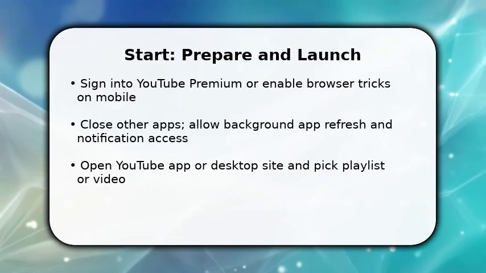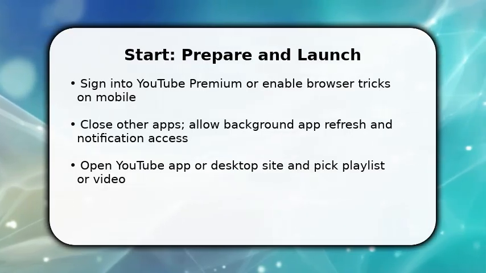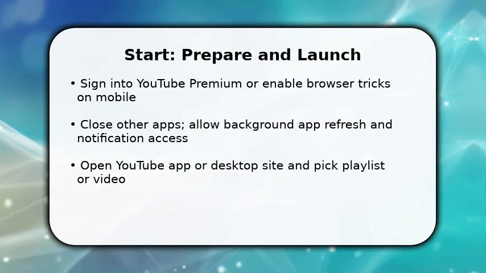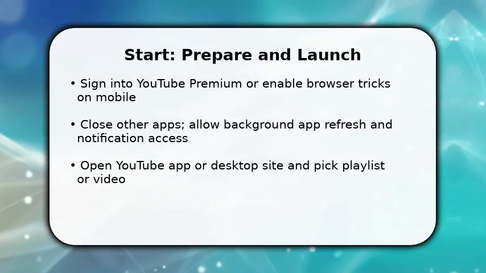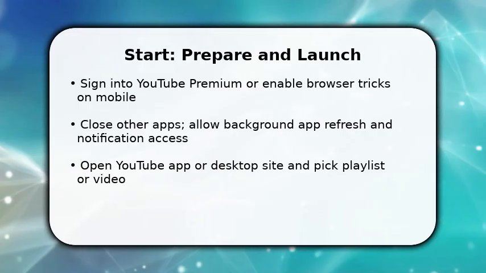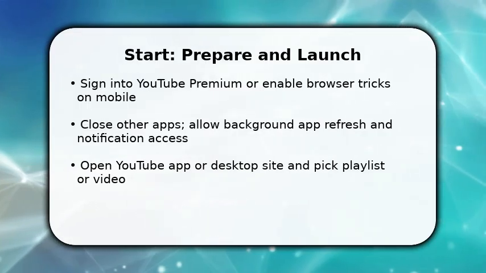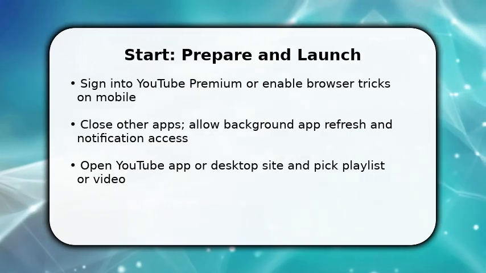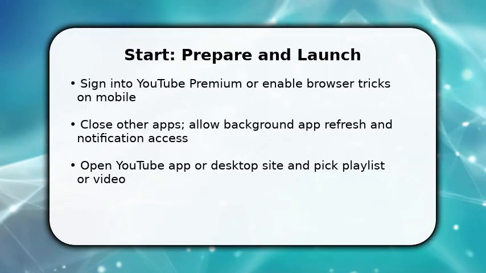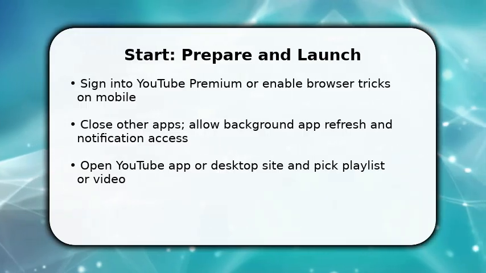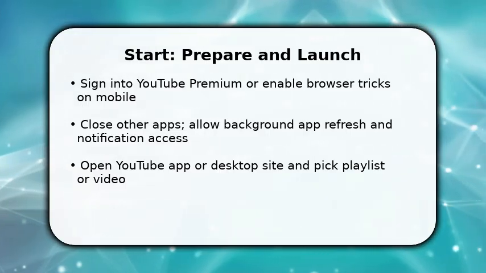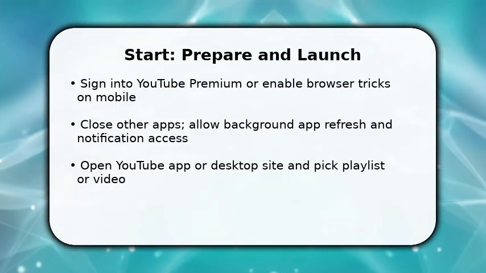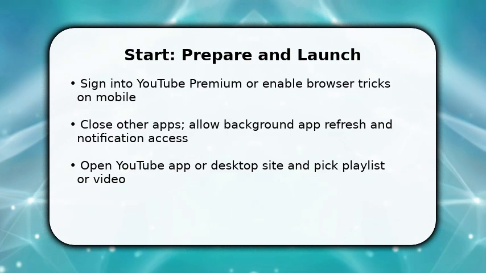You start by ensuring account and device prerequisites are in place. Sign into YouTube Premium or prepare a browser workaround. Once done, open the YouTube app or the desktop site and cue the music or playlist you want. Make sure location and background refresh permissions are enabled on mobile. On desktop, use a modern browser. Tap play, then lock the screen briefly or switch tabs. This initiates background audio. These steps get the stream ready, so you can move to persistent playback.